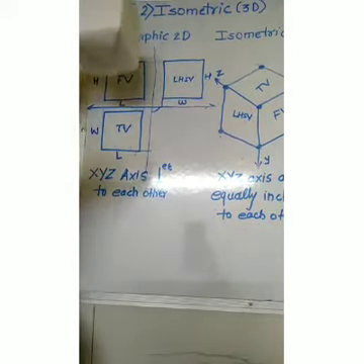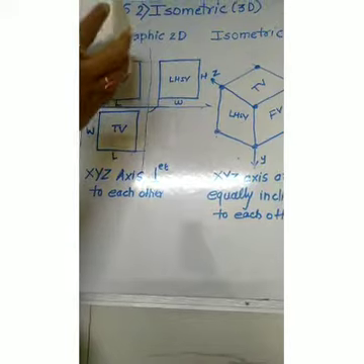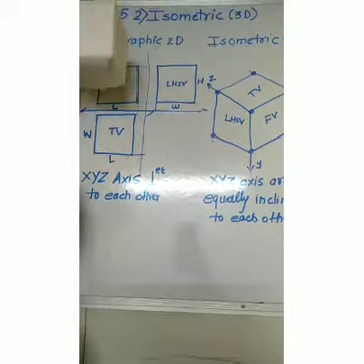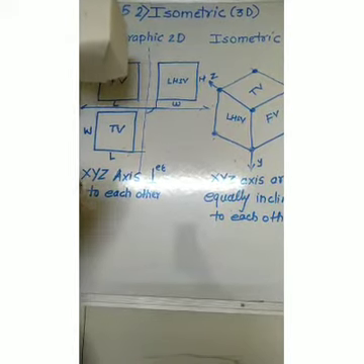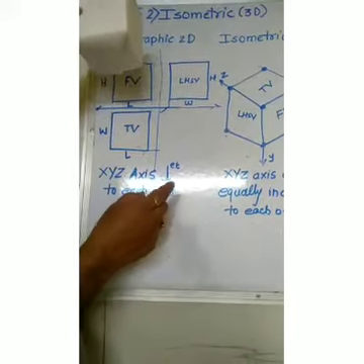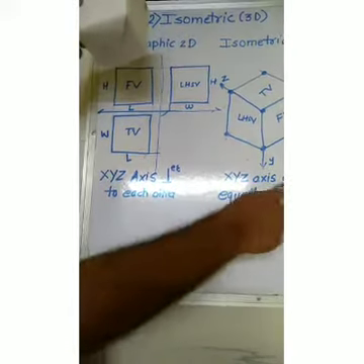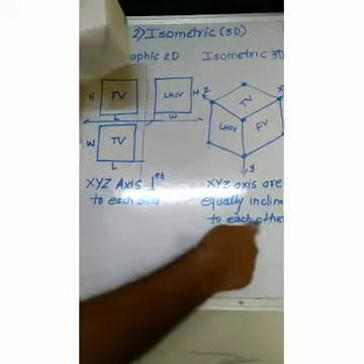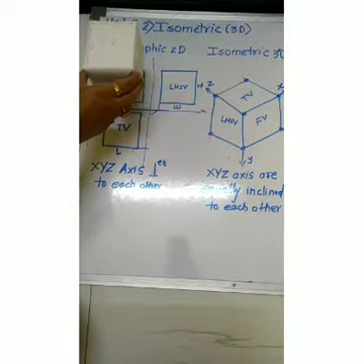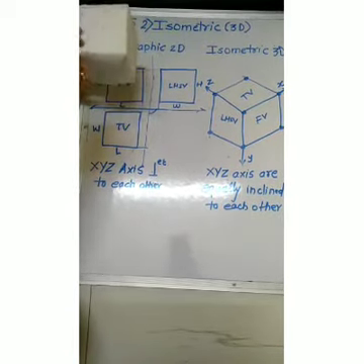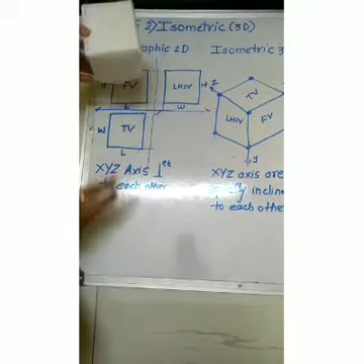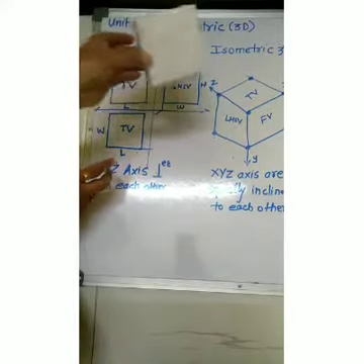Now again you have to draw this cube in isometric, but in this case you have to keep all three axes, that is x, y and z, equally inclined to each other. That means, now see how to change the orientation of the object. Here we are keeping the object like that. While drawing the isometric you will have to change the orientation of the object.